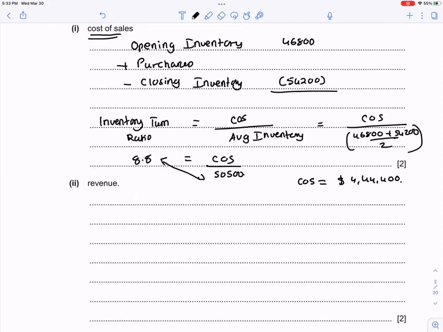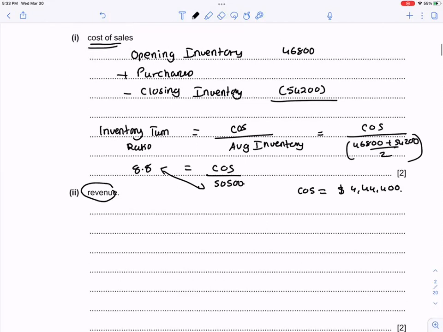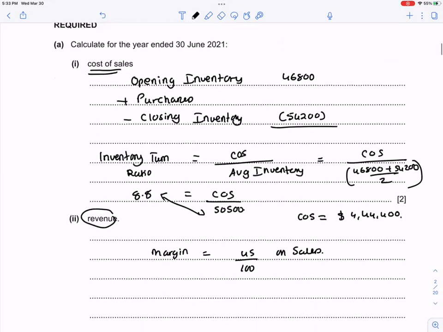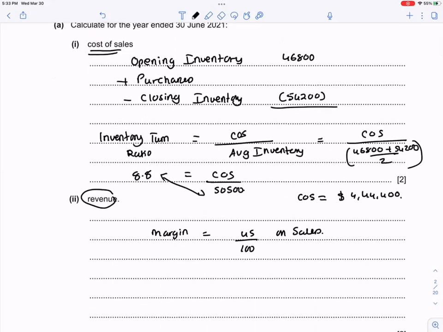Yes. Revenue. Margin is 45% on sales. That is revenue. But do I have sales? No. I have costs. So it would be 45 by 100 minus 45, 45 by 55 on cost. So it will be 45 by 55 on 444,400.